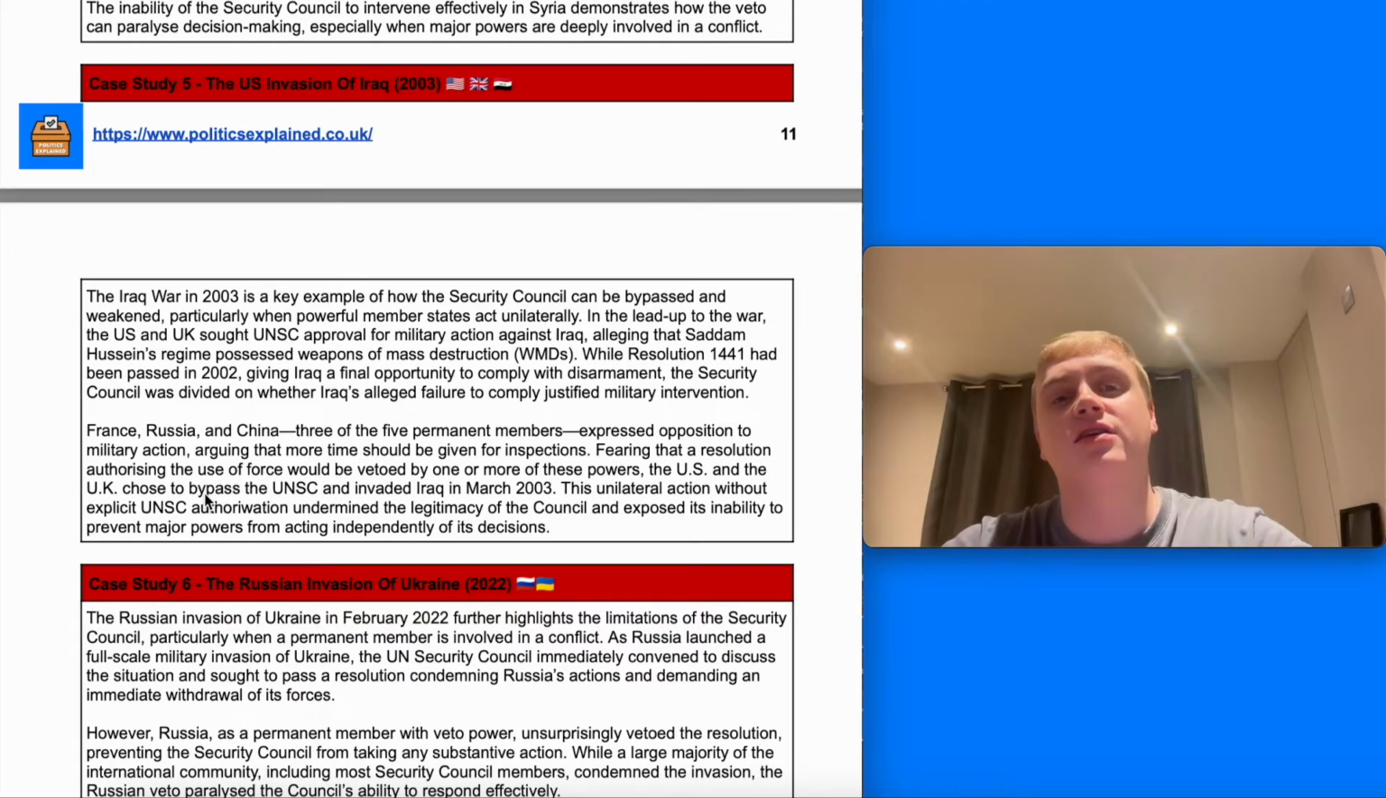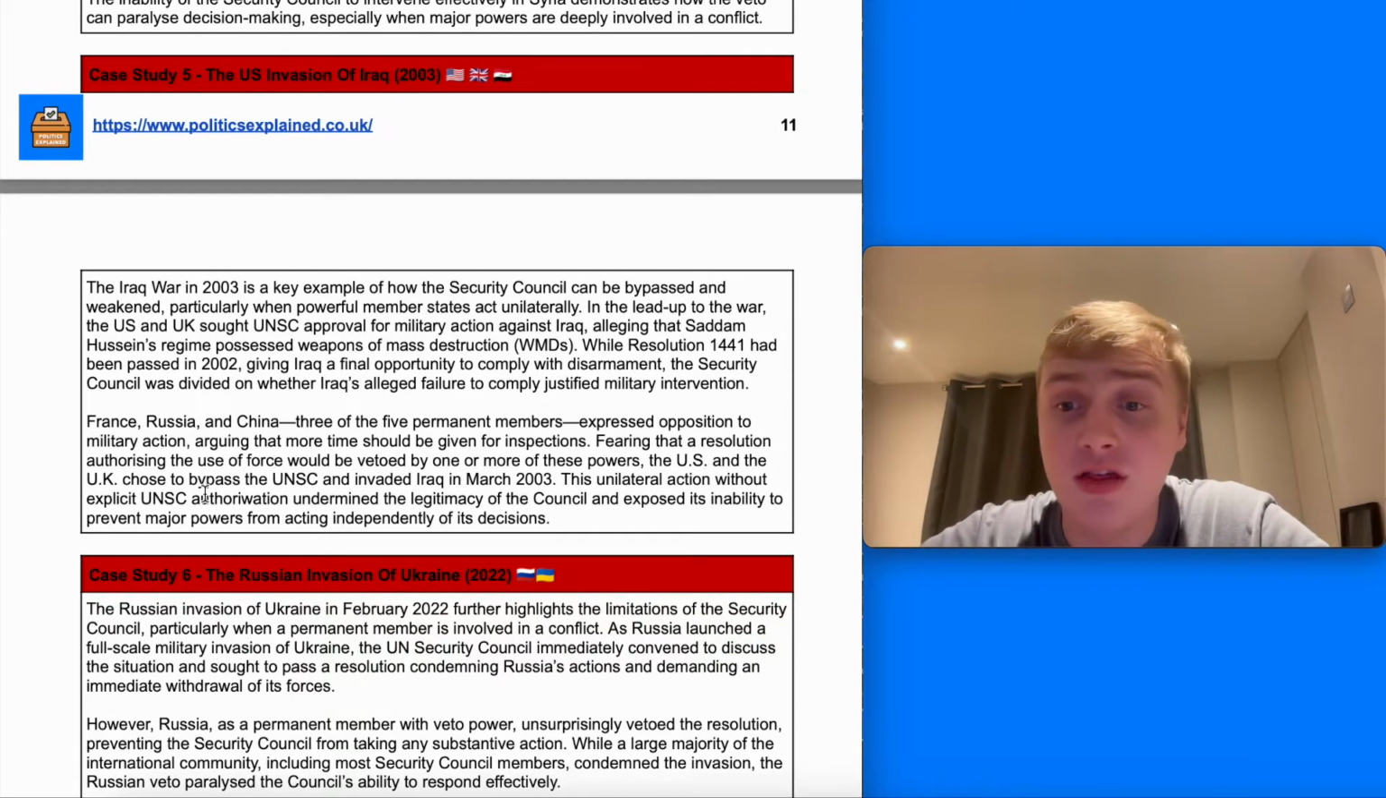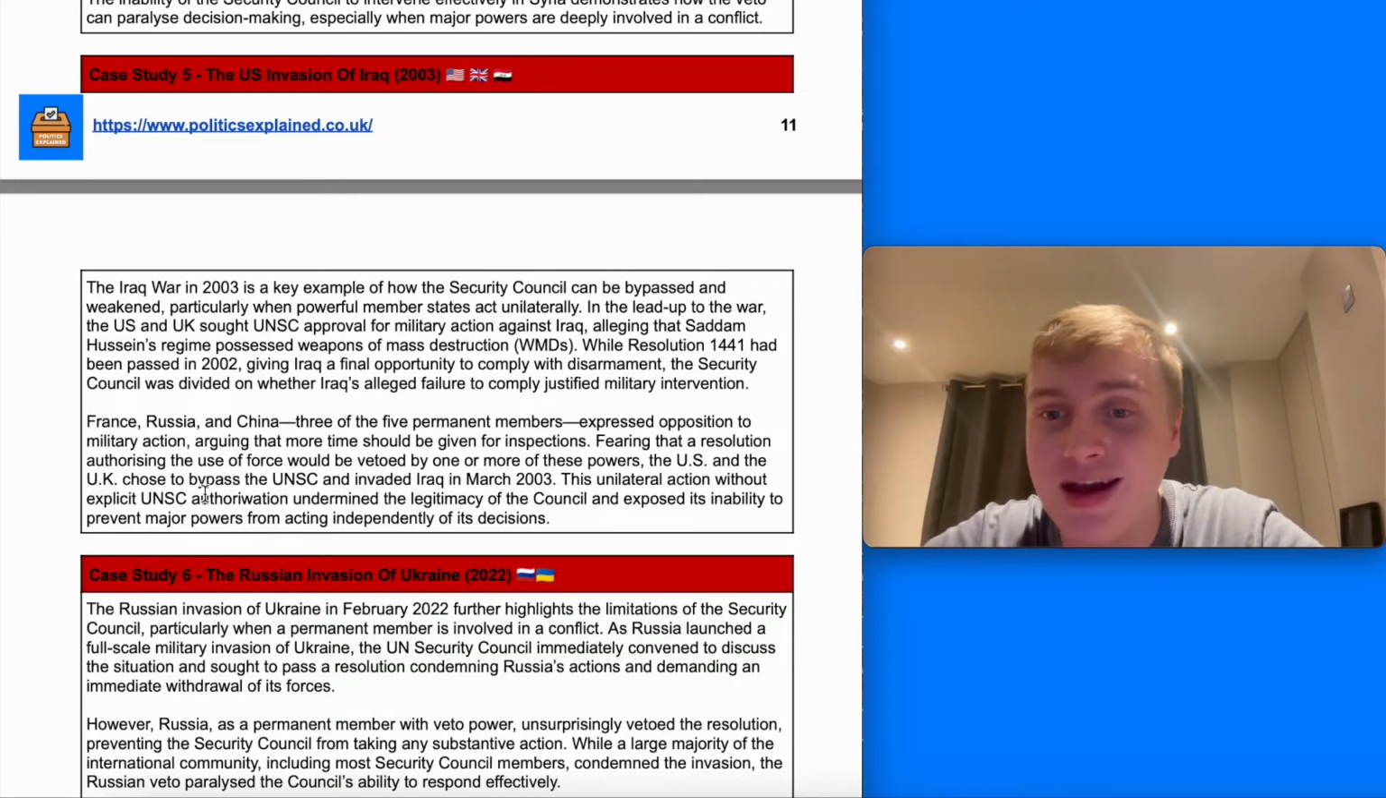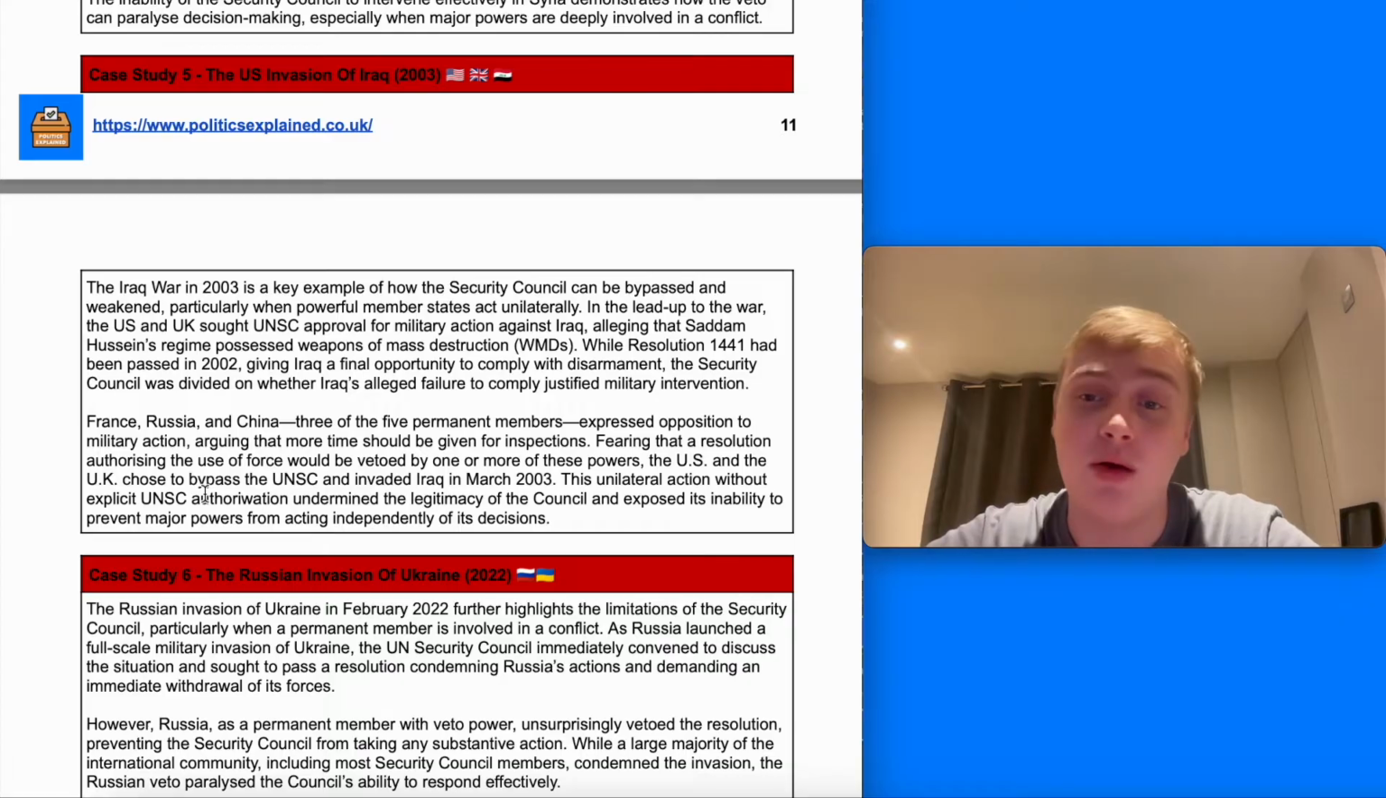Another couple of examples in relation to this are the US invasion of Iraq and the Russian invasion of Ukraine, which both show the ineffectiveness of the UN Security Council in preventing very powerful states, particularly P5 states, from doing what they want, even when it's against international law.